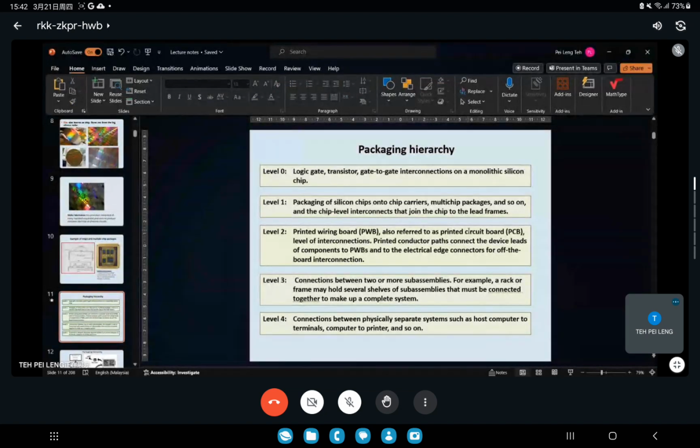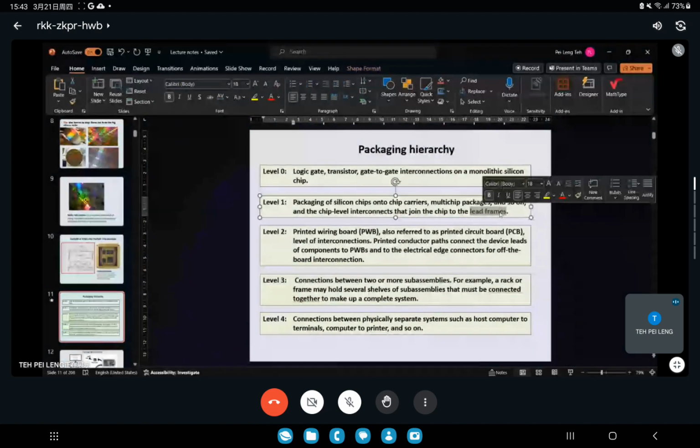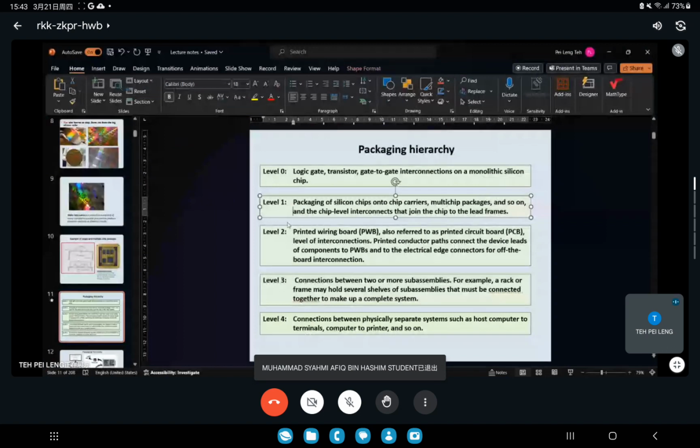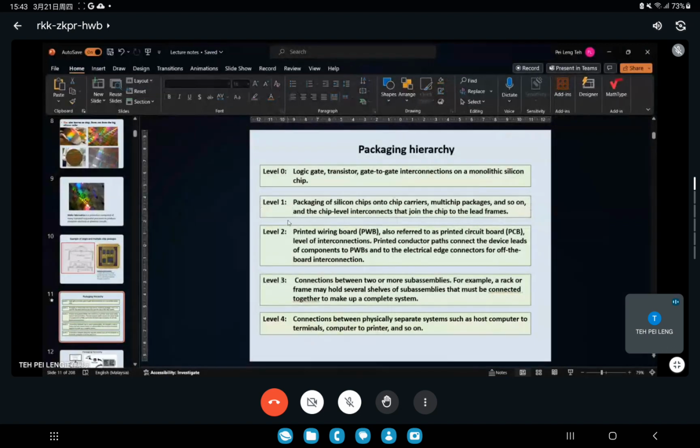Okay, level 1. The chip level interconnect joins the chip to the lead frame. You attach it on the chip carrier already, so sometimes they use the lead frame also. Don't worry, later we will see this in detail. So basically now you just have an image. As I say, level 2 is on this PWB.